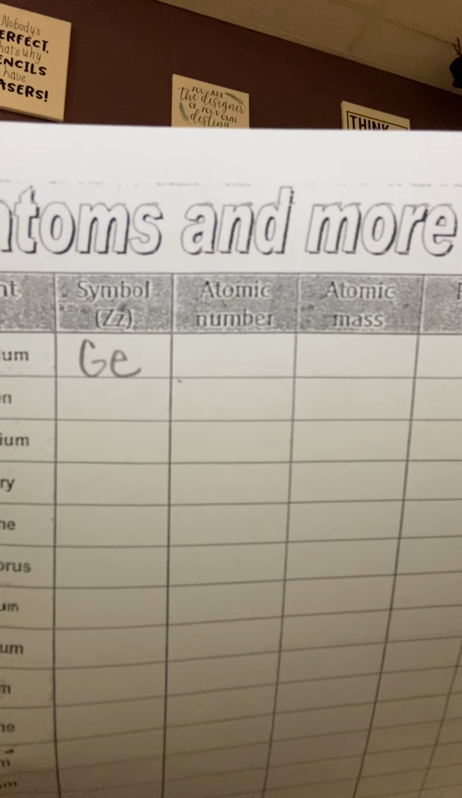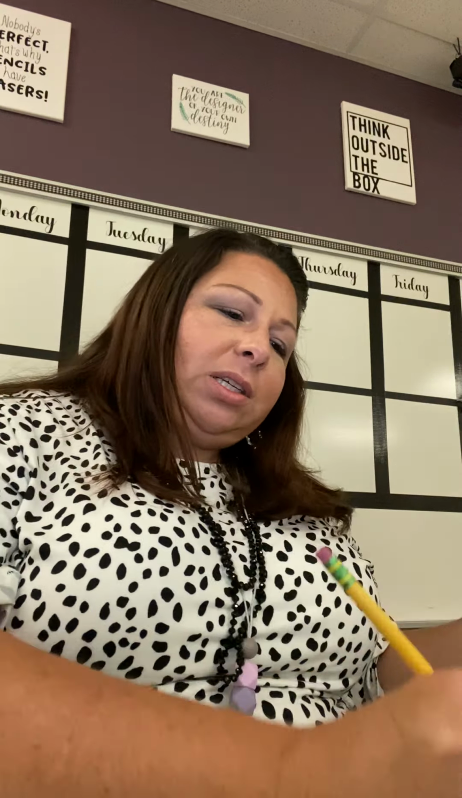The atomic number, that's the top. We just said it's 32. Then it asks for the mass. We're going to look back, and it says 72.64. It's so tiny, I need new eyes. 72.64. So we're going to round that to 73. Okay. And then last, we're going to find the protons, the neutrons, and the electrons. Now remember, the atomic number is the protons, and it is the electrons. So all you have to do with that one is write 32 for protons and 32 for electrons.